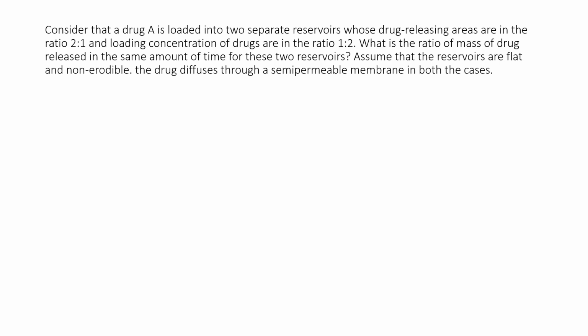The next question: consider that a drug A is loaded into two separate reservoirs whose drug releasing areas are in the ratio of 2 to 1, and the loading concentrations of the drug are in the ratio of 1 to 2. What is the ratio of the mass of drug released in the same amount of time for these two reservoirs? Assume that the reservoirs are flat and non-erodible. The drug diffuses through a semi-permeable membrane in both cases. Does anyone know how to solve this?